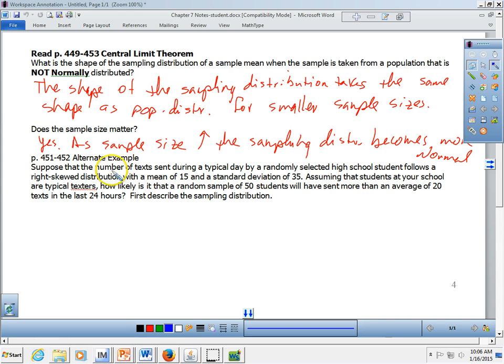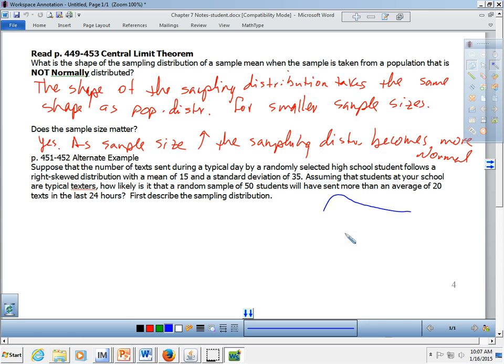So this example here, suppose the number of texts sent during a typical day by a randomly selected high school student follows a right skewed distribution with a mean of 15 and a standard deviation of 35. It's probably not surprising that the number of texts sent during a typical day would be right skewed. You would have fewer people sending a ton of texts, and the bulk of students sending not, I wouldn't say few texts, but sort of clumped together. So it would make sense that it would be something like this.